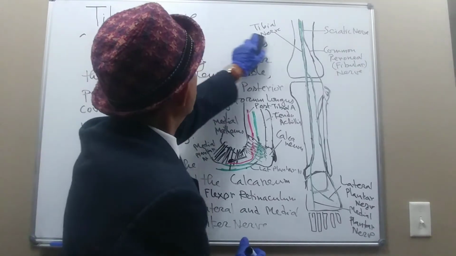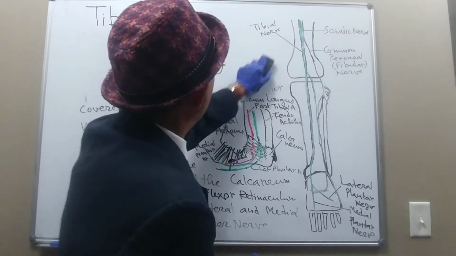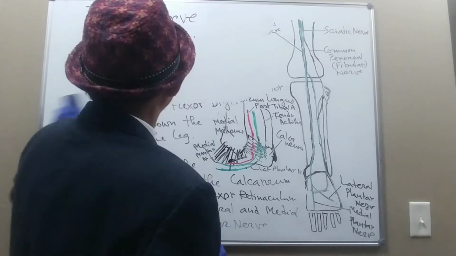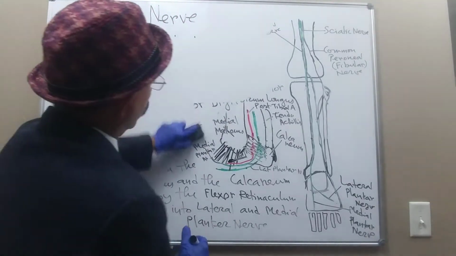Now we go to the muscular branches of the tibial nerve.